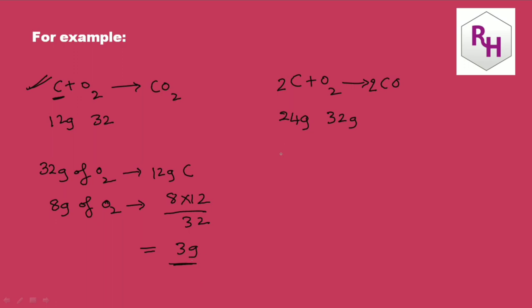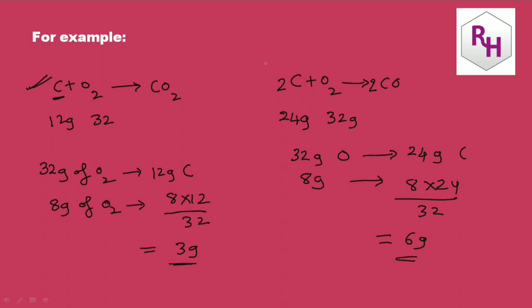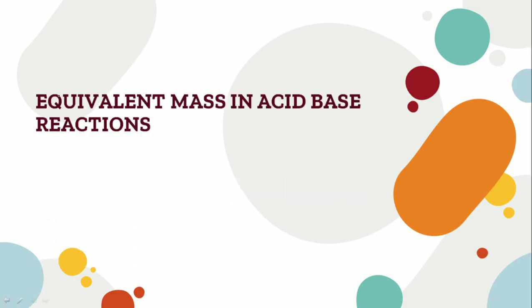Now a similar calculation here. 32 gram of oxygen reacts with 24 gram of carbon. So 8 gram of oxygen reacts with 8 into 24 divided by 32, and you get the answer as 6 gram. See here, the equivalent mass of carbon is 6 gram, and in the other reaction the equivalent mass of carbon is 3 gram. I hope you have understood the meaning of equivalent mass. Fine, let us go to the next concept.